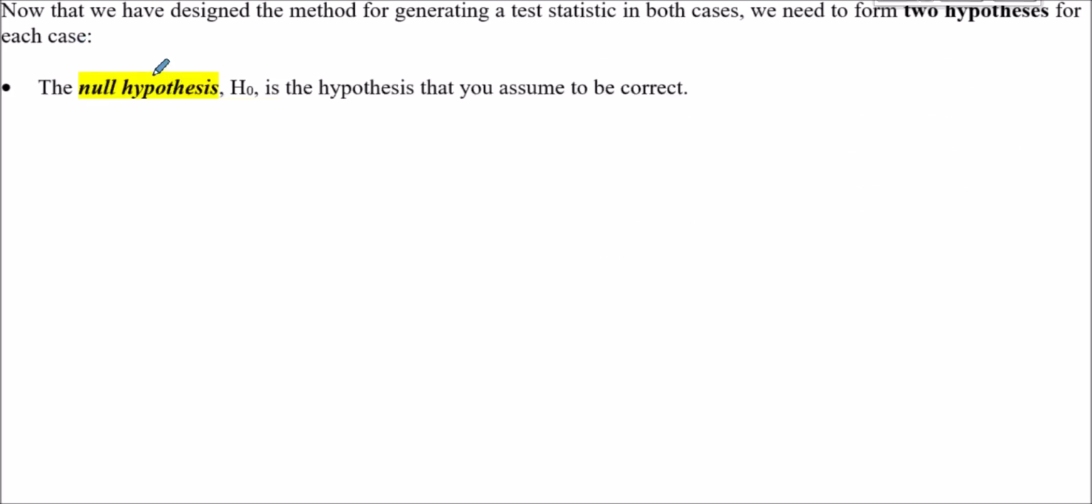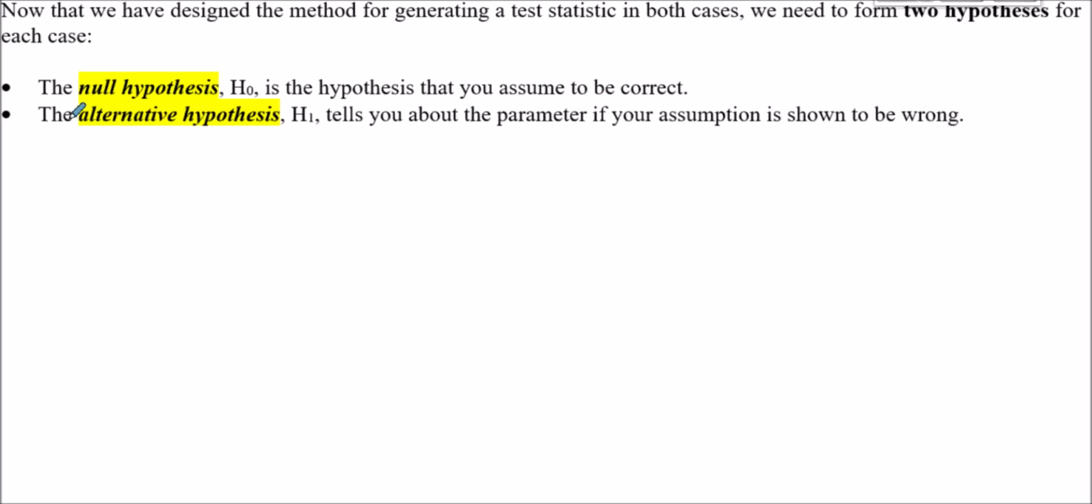So let's have a look at this now. So now that we've designed the method for generating a test statistic in both cases, we need to form 2 hypotheses for each case. Okay, the default hypothesis is called a null hypothesis and is given the label H0. The null hypothesis is the default. It's the hypothesis that you assume to be correct. The alternative hypothesis, as you've highlighted in yellow, the alternative hypothesis H1 tells you about the parameter if your assumption is shown to be wrong.